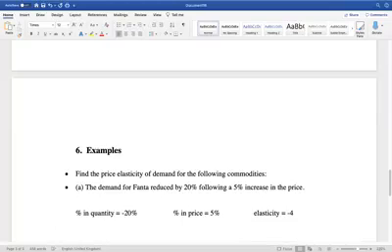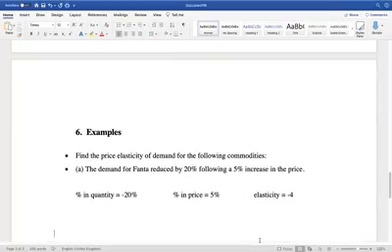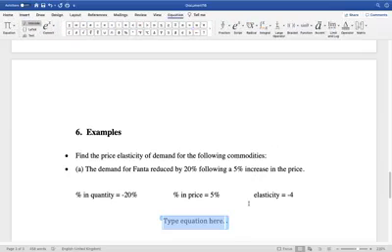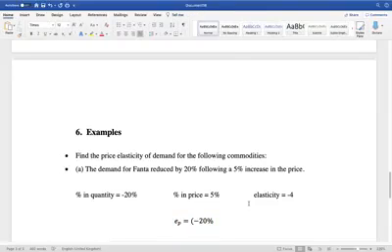So if we go to the formula, let me just write the formula here so that I can show you what we are trying to do. Remember the formula: price elasticity is equal to percentage change in the quantity, which in this case is negative 20%. So it is this one that we are going to divide by what? By 5%.